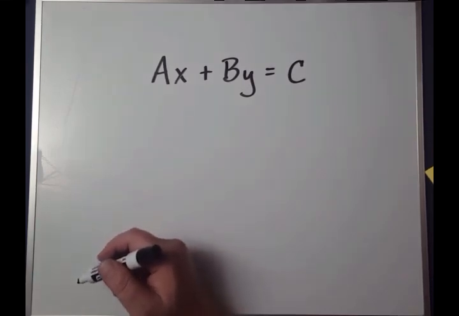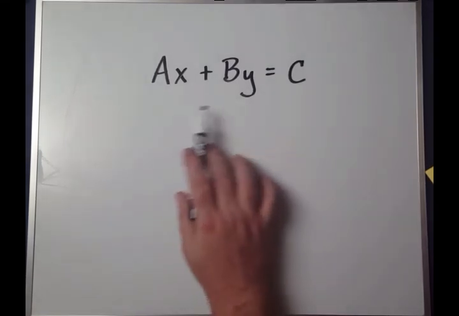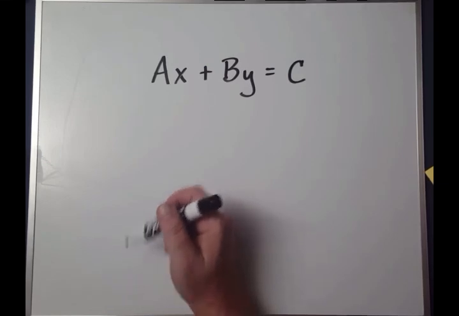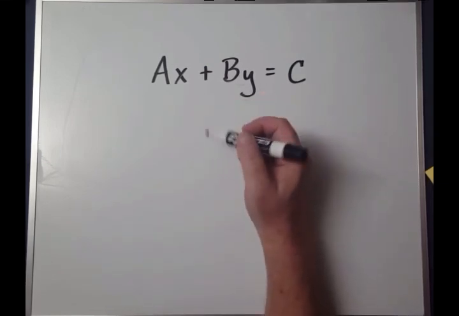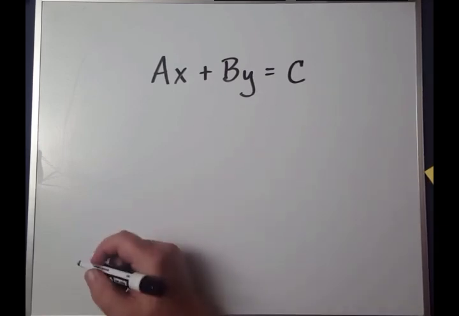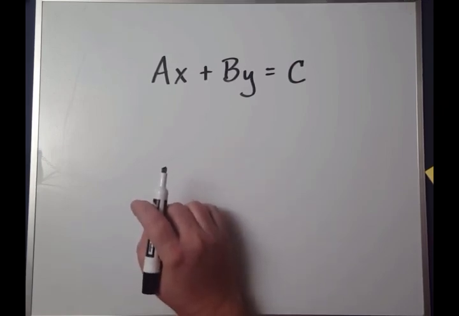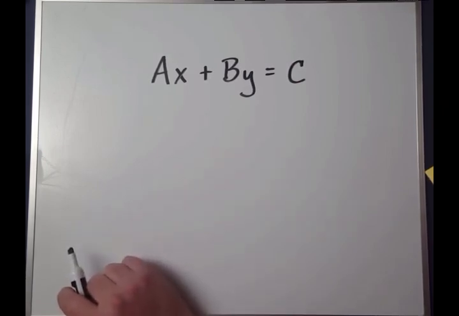Notice also in this linear equation that my variables are raised only to the first power. X to the first, y to the first. No x squared, no square root of y, no variable in a denominator. And so once again, linear telling us that my variables are raised only to that first power.